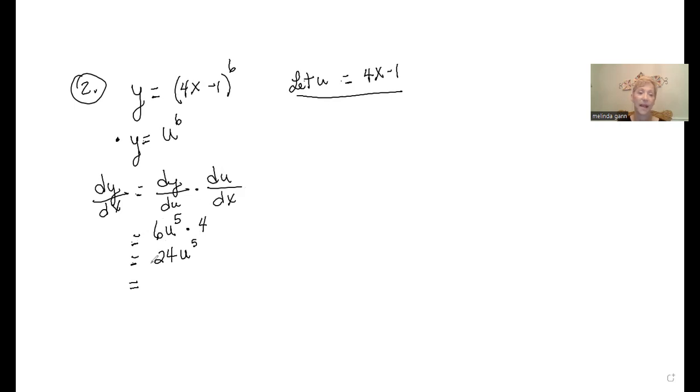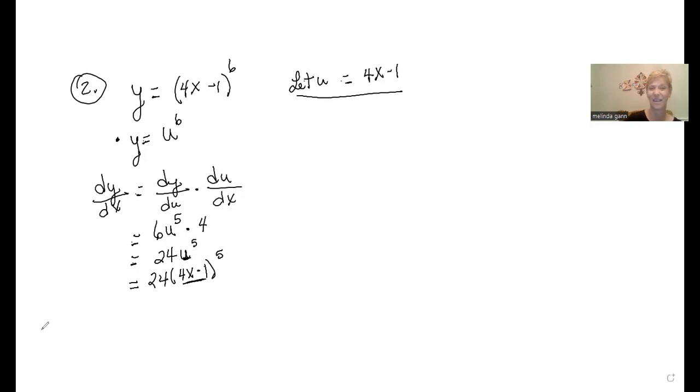And then your last step is to substitute back, okay? So what was u originally? You made up u. U was really 4x minus 1. So I'm going to substitute back for u. So u was 4x minus 1. So all I did was substitute back for u what it really was supposed to be.